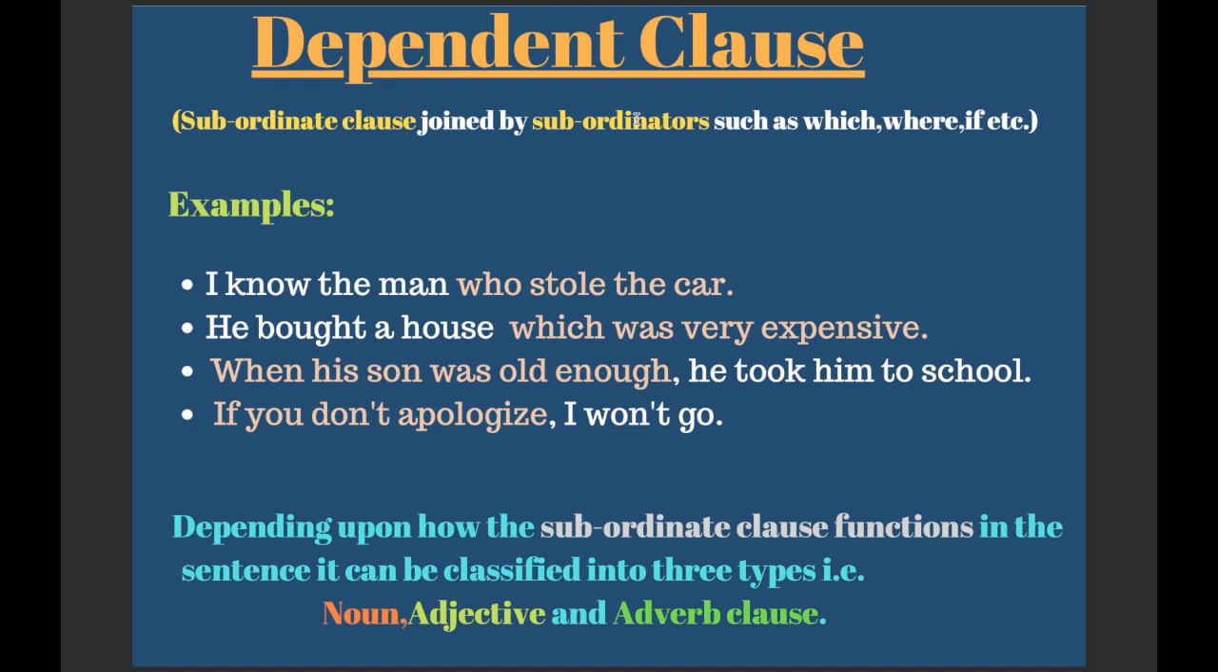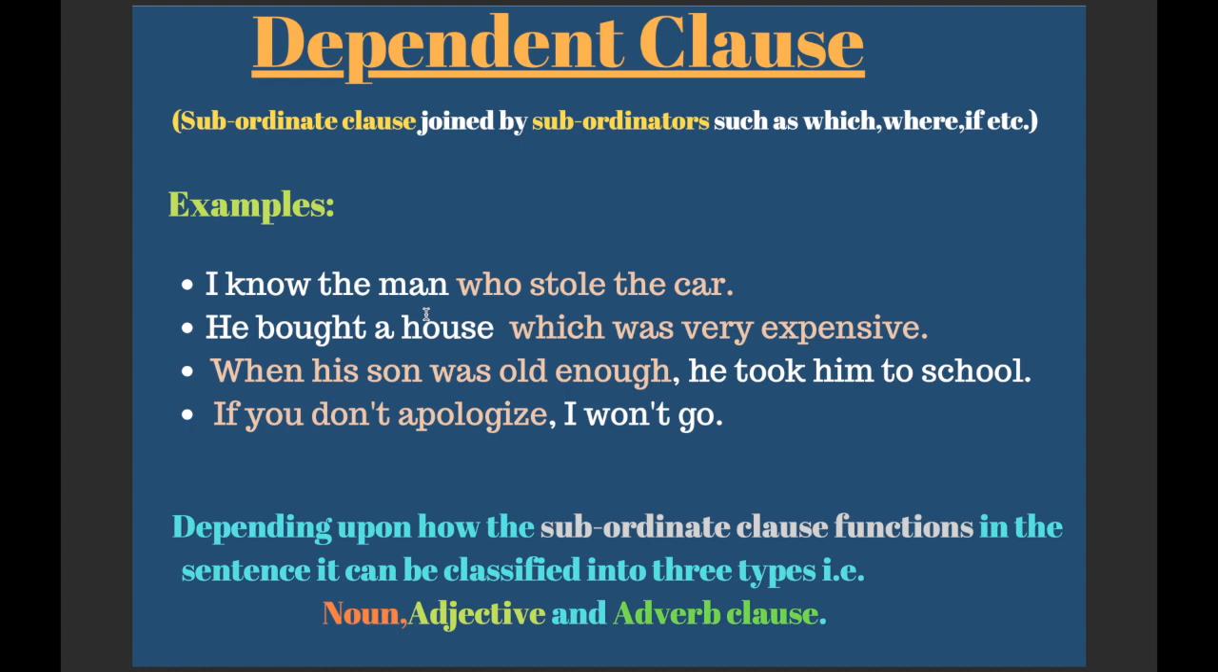So subordinators, or subordinating conjunctions. When we say subordinators, you should understand we are talking about subordinating conjunctions. When we say coordinator, you should understand that we are talking about coordinating conjunctions. So subordinate clauses are joined by subordinators. Let's go through the examples.